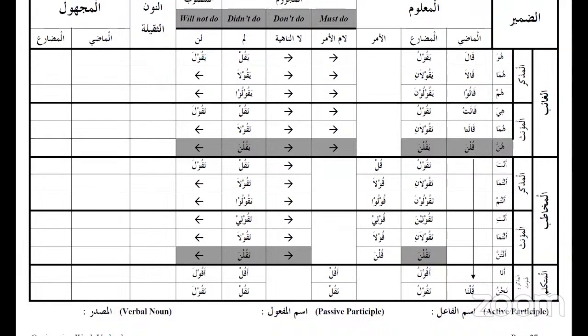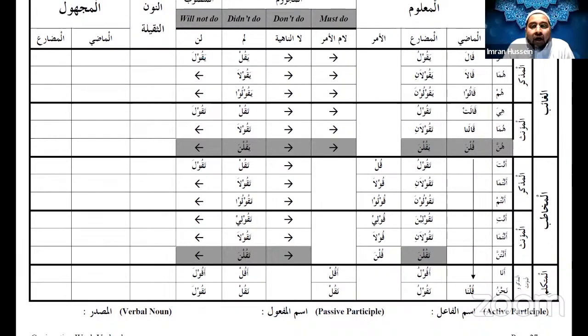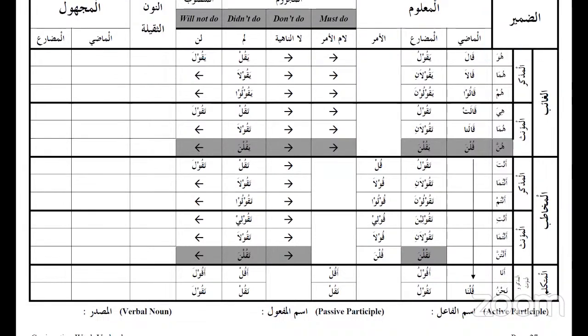Qama is on the same pattern as qala. So qama. Qaf is qaf with two dots. Alif mim. Qama, qama yaqumu. Bismillah. Okay. Kama, kama, kamu, kamat, kamata, kumna, kumta, kumtuma, kumtum, kumti, kumtuma, kumtunna, kumtu, kumna.